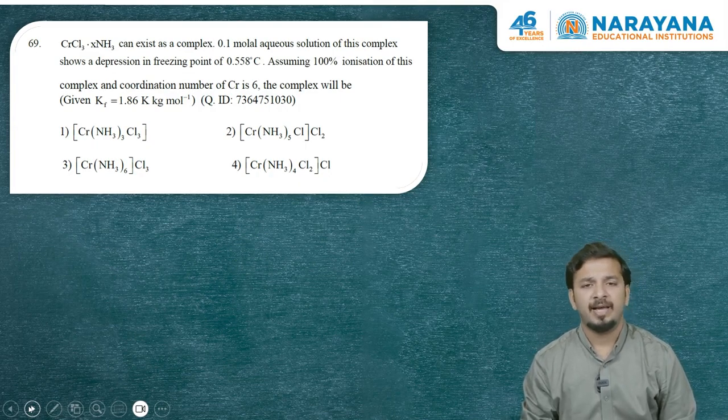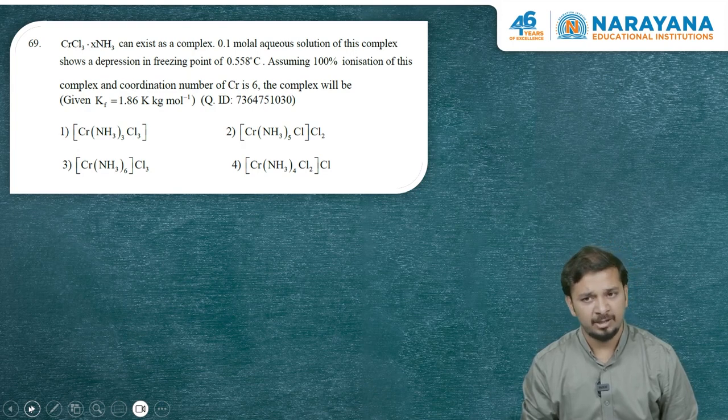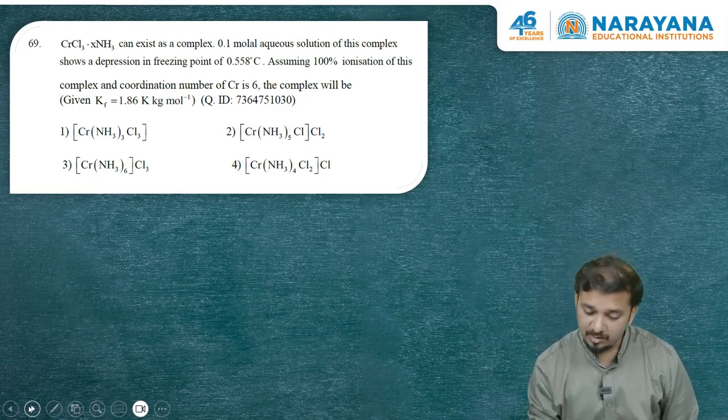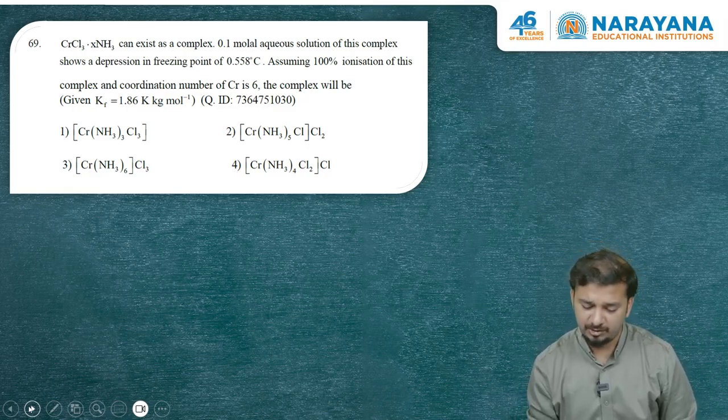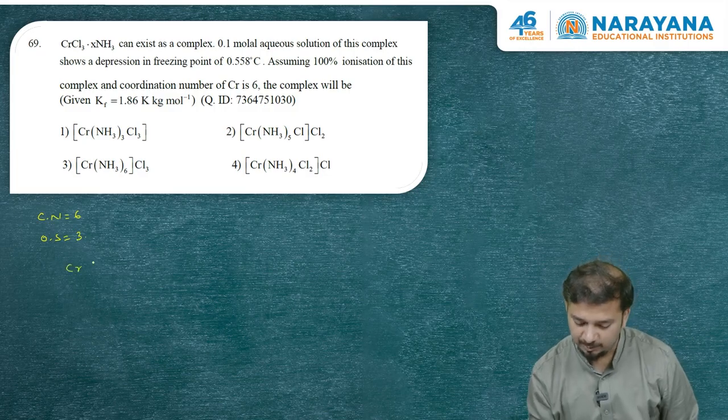CrCl3.xNH3 can exist as a complex. 0.1 molar aqueous solution of this complex shows a depression in freezing point of 0.558 degrees centigrade. Assuming 100% ionization of this complex and coordination number of chromium is 6, the complex will be. Okay, so they are saying coordination number is 6. So we can see coordination number is 6, oxidation state is 3. So the complex will be Cr.